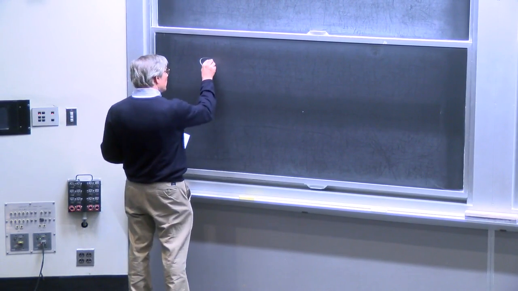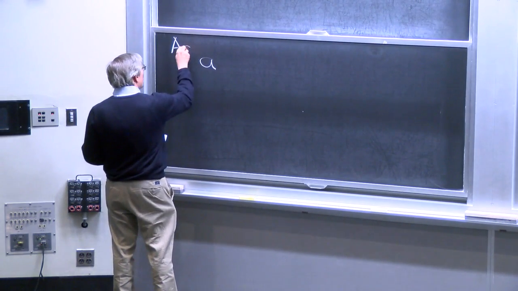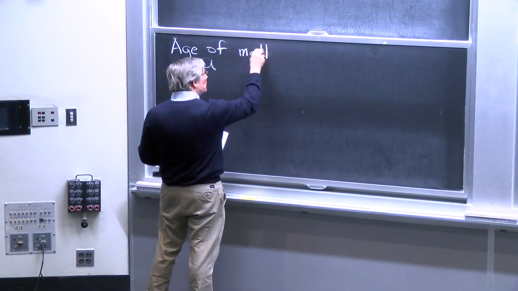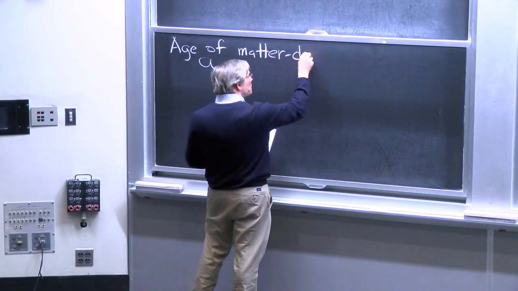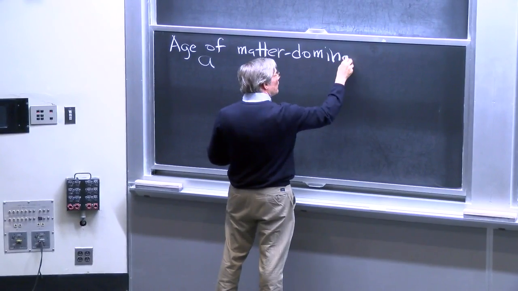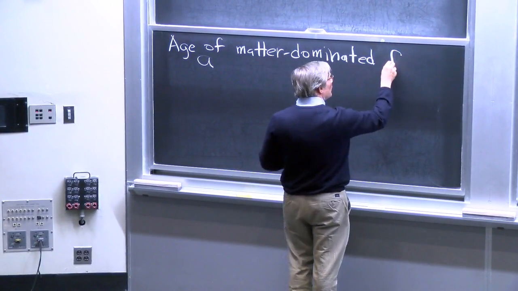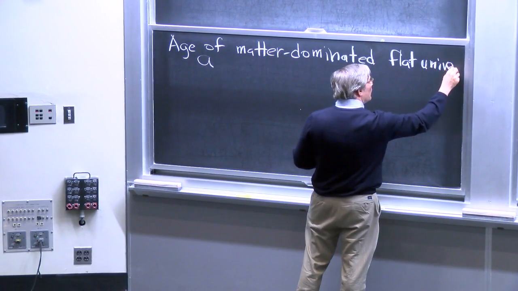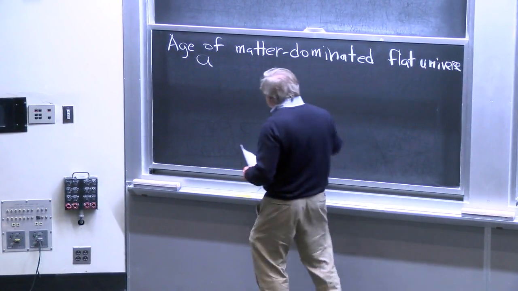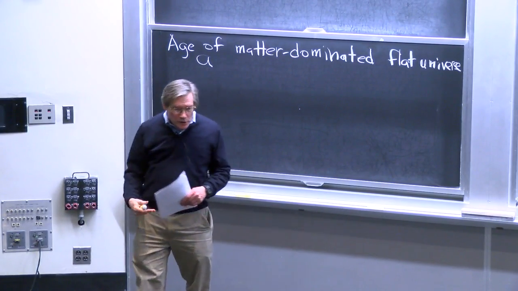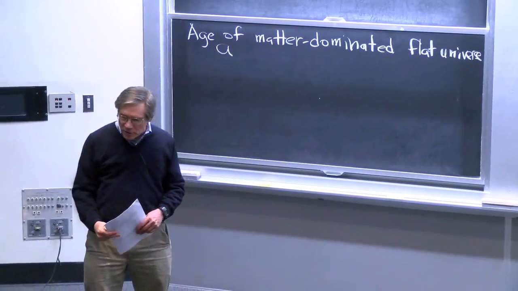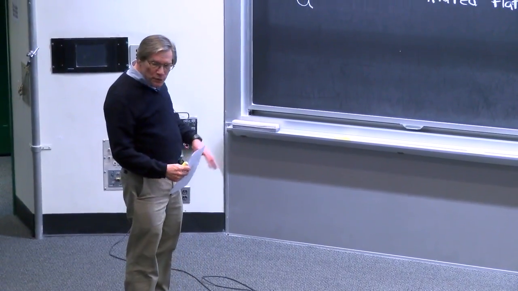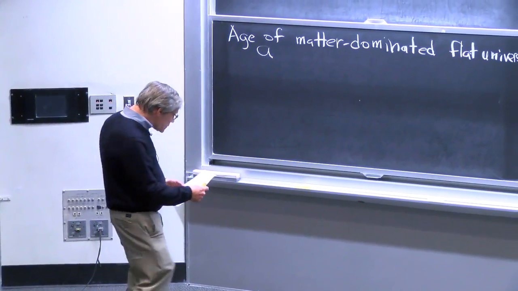To see that, so we're calculating the age of a matter-dominated flat universe. And these age calculations will be extending as we go through the course. So in the end, we'll have the full calculation for the real model that we have of our universe. But you have to start somewhere. So we're starting with just a flat matter-dominated universe.